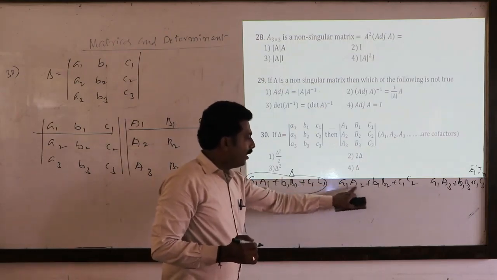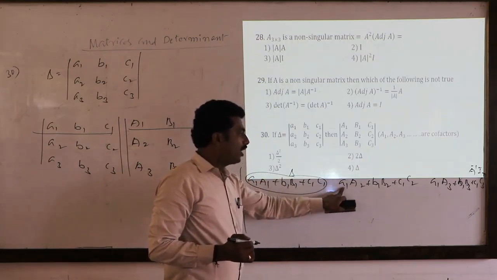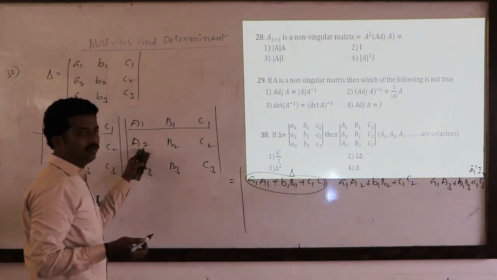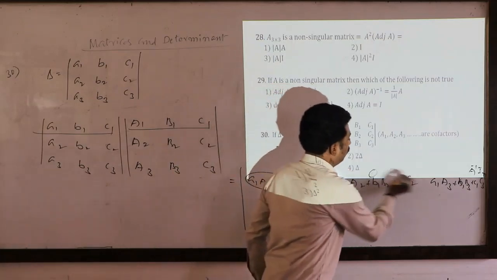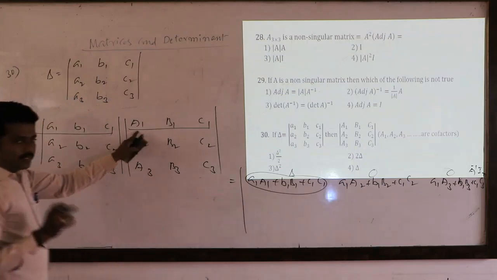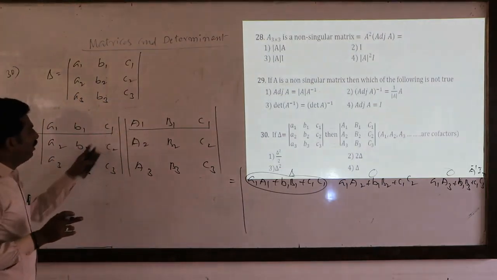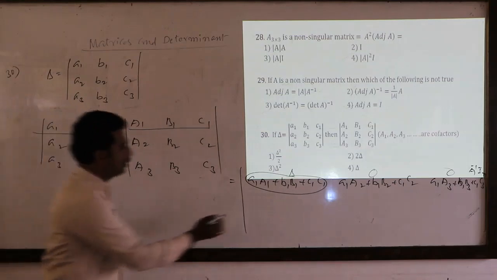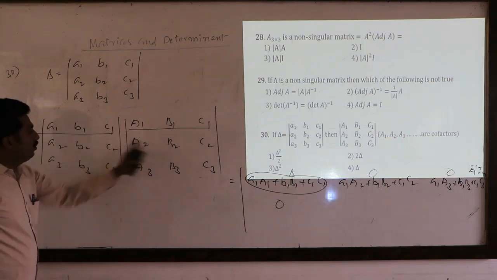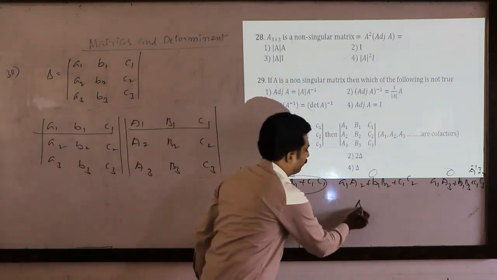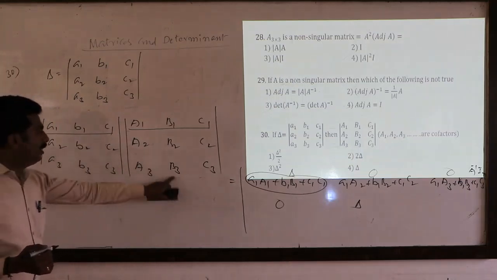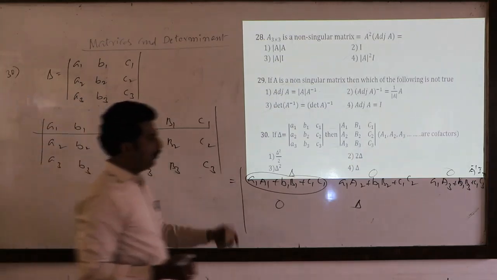The sum of the products of any row with the corresponding cofactors of another row is always 0. A2 means second row cofactor. This is 0, and this is also 0. Second row first column: A2 A1, B2 B1, C2 C1, so this is also 0. Second row second column: A2 A2, B2 B2, C2 C2, that is delta. Next, second row third column: A2 A3, B2 B3, C2 C3. So different elements are there.